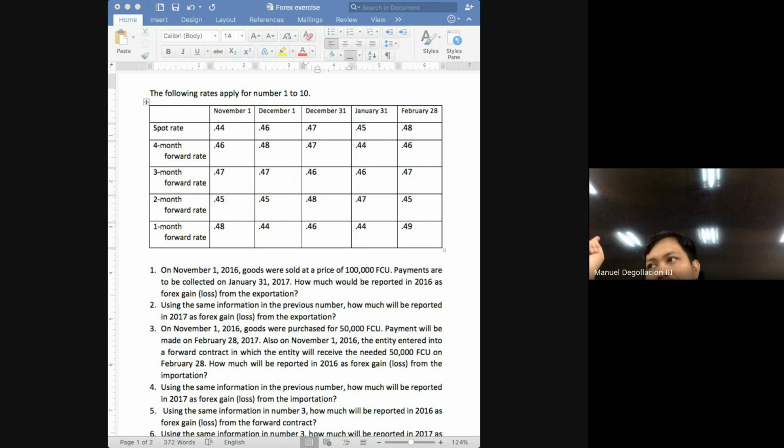Alternative solution for 3,000, class. You get the difference between 44 and 47. You will get 0.03. Multiply that with 100,000. You would get 3,000. Do you follow?